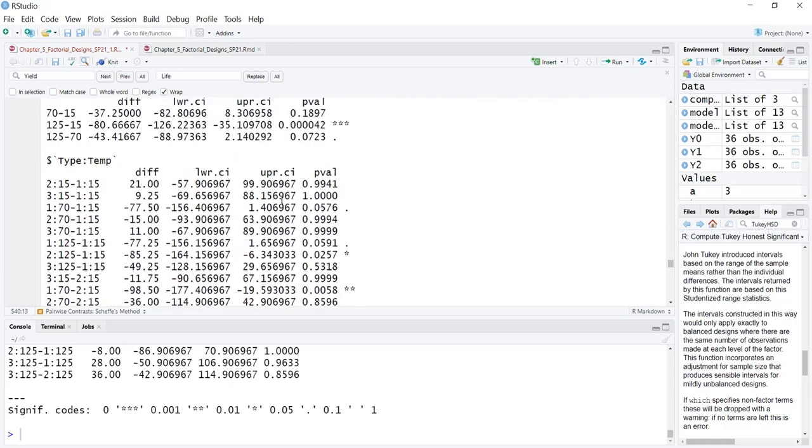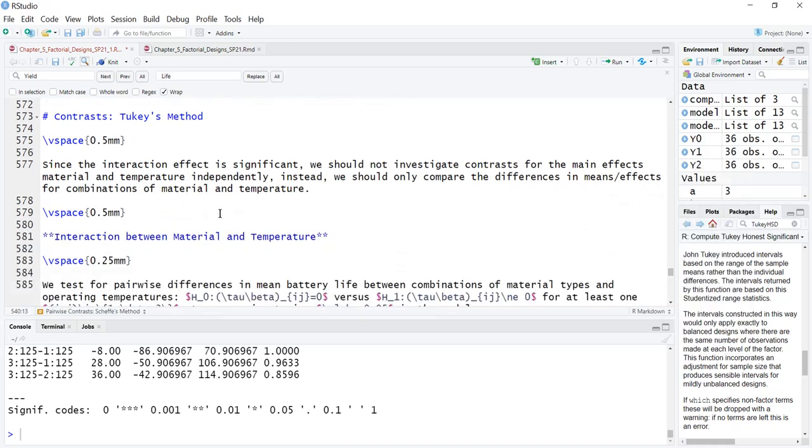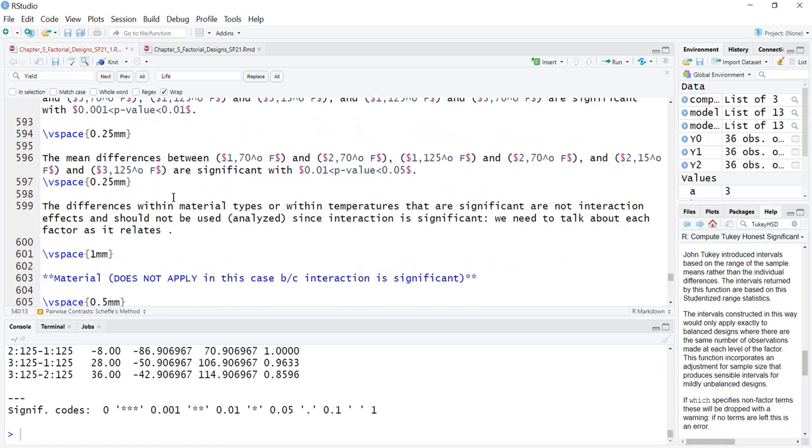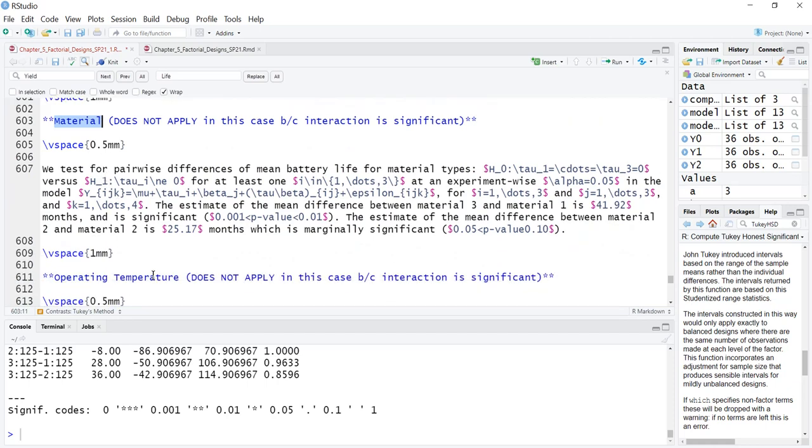Now, the next one we did is pairwise for Tukey's method. Okay, so the same thing is true. We're only going to look at interaction because interaction was significant. If it's not significant, then you'd get rid of this area with interaction, and you would only do whatever main effects, the material or the operating temperature, or both, that are significant according to the ANOVA.